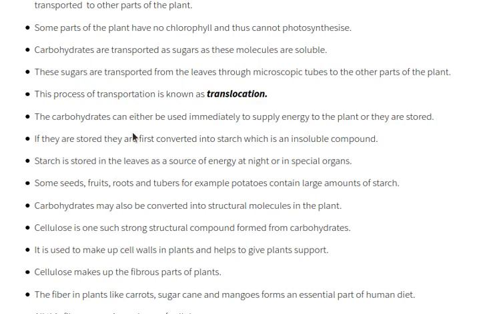Then the carbohydrates can either be used immediately to supply energy to the plant, or they are stored. And when they are stored, they're first supposed to be converted into what? Into starch, because we agreed that we cannot store sugars because they are soluble, right? So we need to convert the sugars into starch first before we can actually store them, because starch is an insoluble compound. It's very difficult to transport, right?